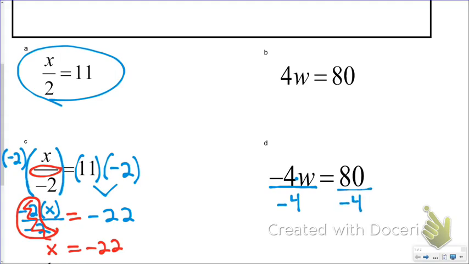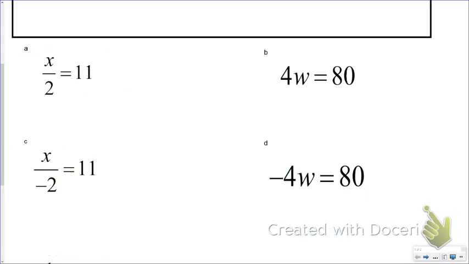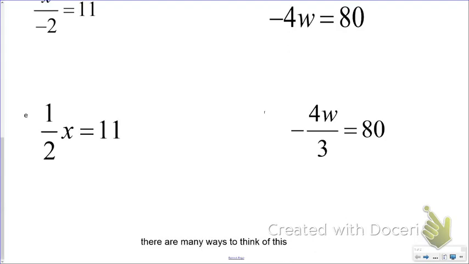So this process will automatically produce the answer because I've got -4 divided by -4. That goes to 1. So I'm left with 1w. And that equals 80 divided by -4. A positive divided by a negative should be a negative. And the answer is -20. Alright, these are the last two examples. Try them on your own.